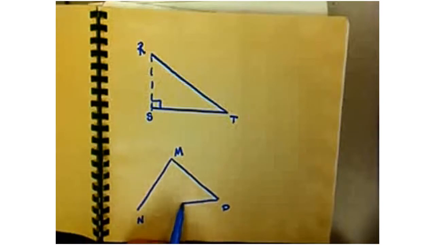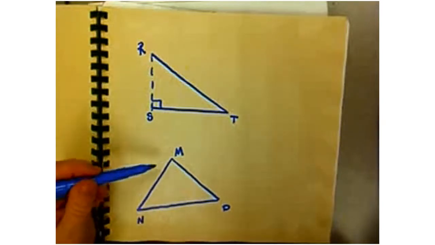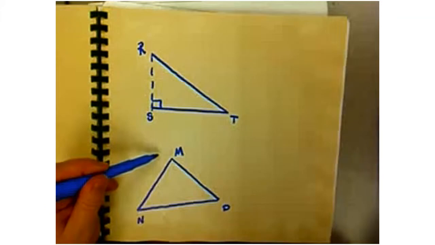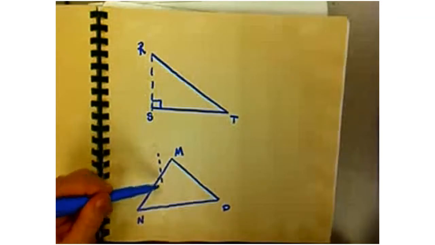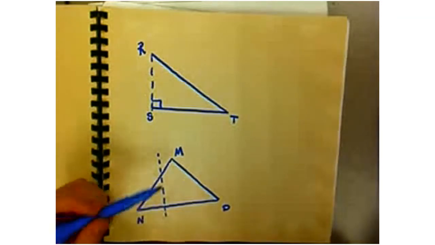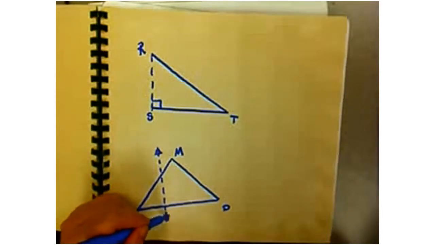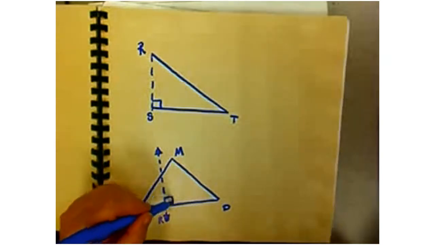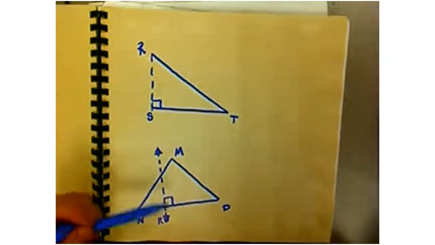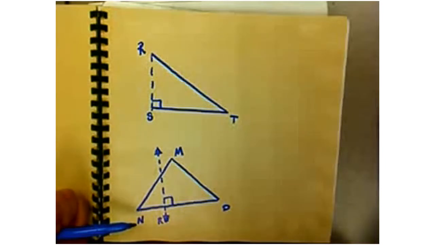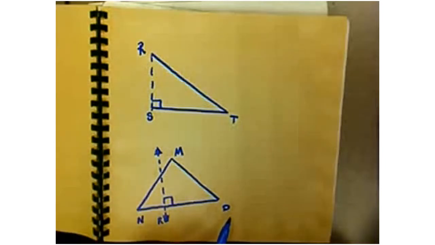There is a line extending through the triangle perpendicular to ND at point R. So this is a perpendicular line, yes. It's perpendicular to ND.